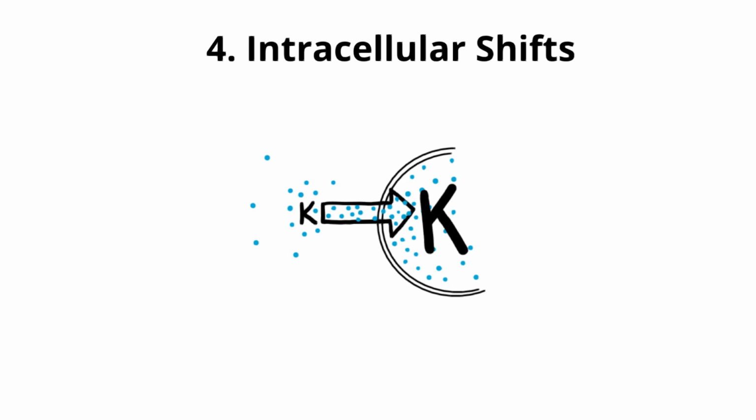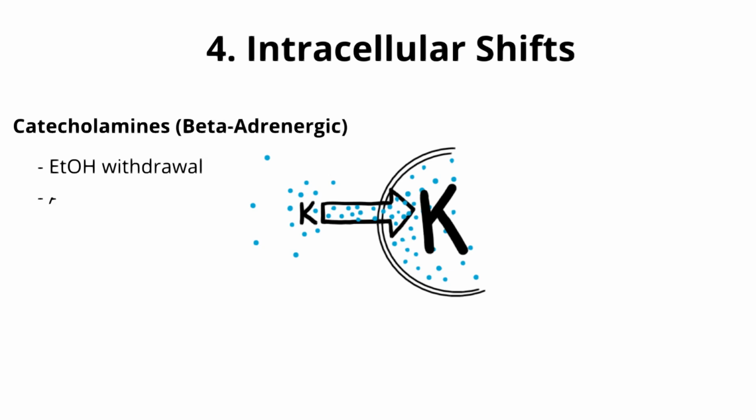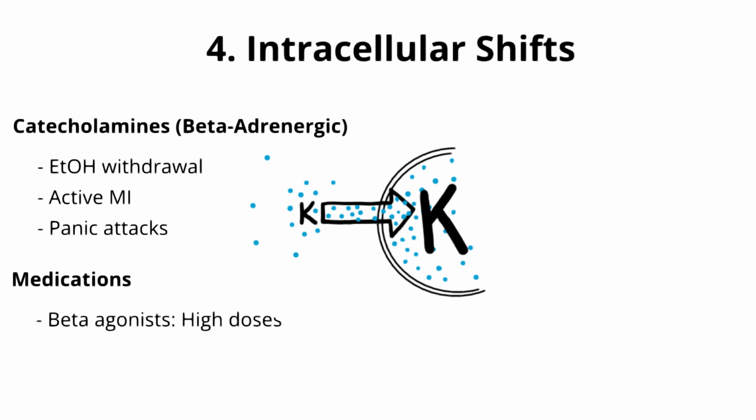One reason that potassium shifts into cells is because of excess catecholamines. Think about patients who are having uncontrolled alcohol withdrawal, an active MI, or panic attacks. All these scenarios cause a rise in beta adrenergic activity that promotes potassium movement into cells by activating the sodium-potassium pumps. Similarly, any meds that are beta agonists also shift potassium into cells. Two common ones are albuterol, when it's given in high doses, and insulin.